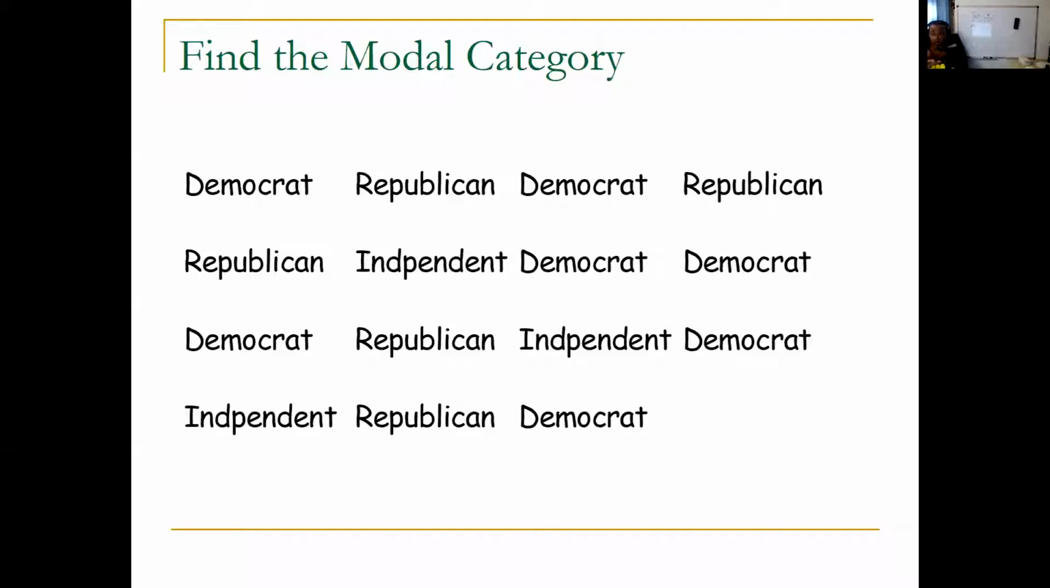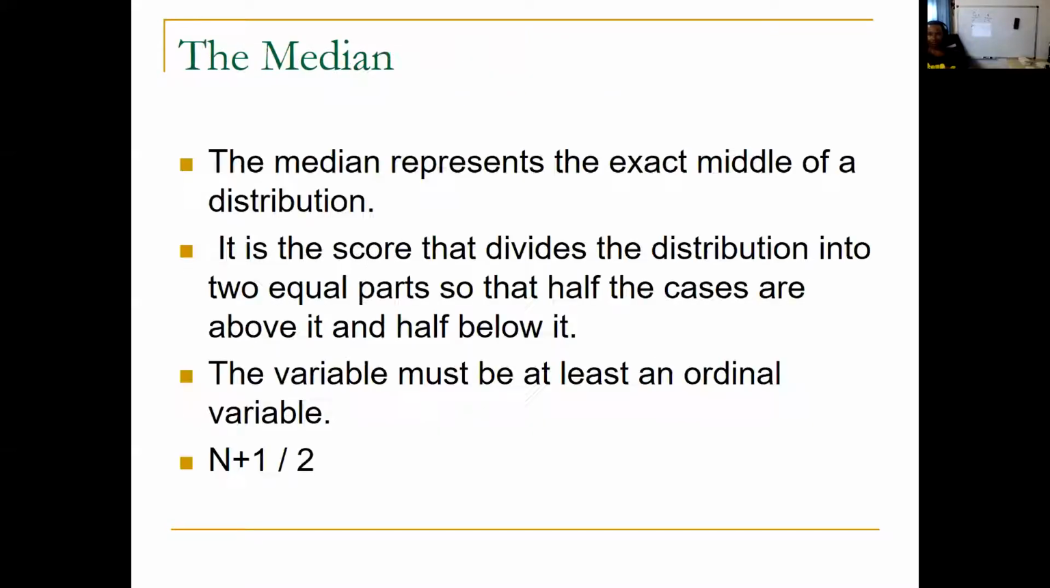Count out how many Republicans there are: 1, 2, 3, 4, 5 Republicans. So Democrats are the mode right now. And then we look at how many independents there are: 1, 2, 3. There are 3 independents. So the modal category in this situation is Democrats, because there are more Democrats than there are Republicans or independents. Like I said, it's pretty simple to calculate the mode. I'm not going to spend too much more time on that.